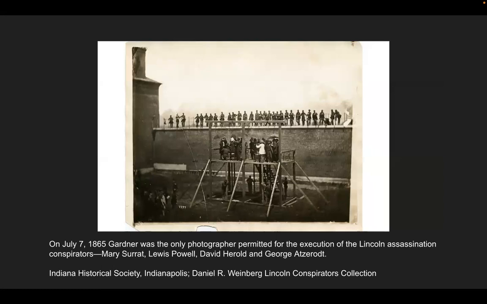Gardner was the only photographer permitted to the execution of Lincoln's assassination conspirators. So these photographers were used by the United States government as well as other agencies to document other elements of the Civil War.